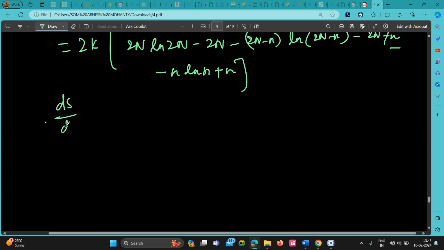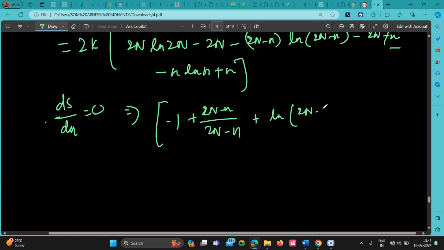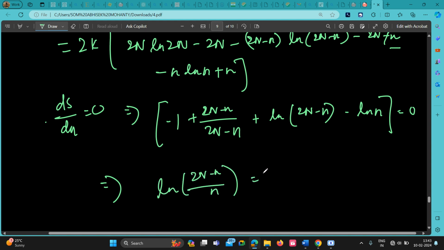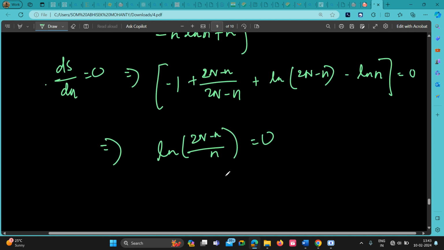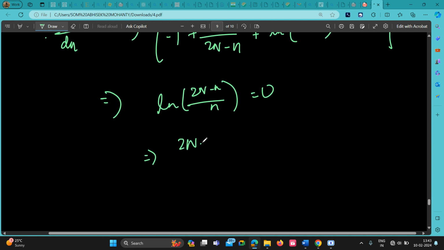So dS by dn is equal to 0. So the derivative will be minus 1 plus (2N minus n) by (2N minus n) plus ln(2N minus n) minus ln n is equal to 0. That is, this is 0. So ln((2N minus n) by n) is equal to 0. ln m minus ln n is ln m by n. So that is (2N minus n) by n is equal to 1. e to the power 0 is 1.